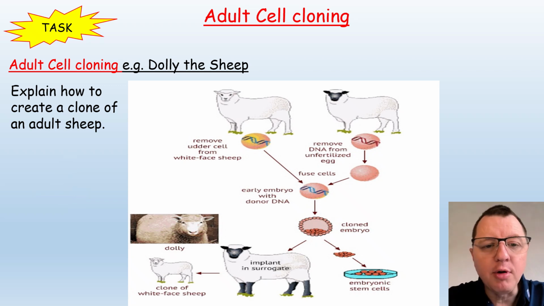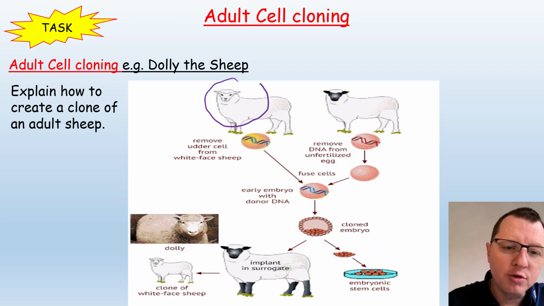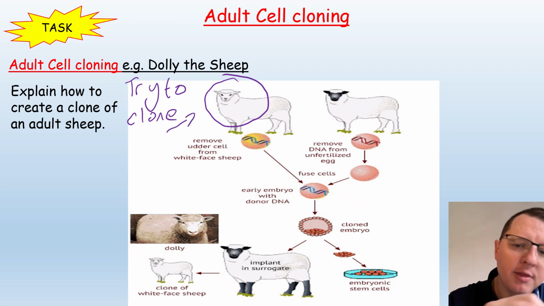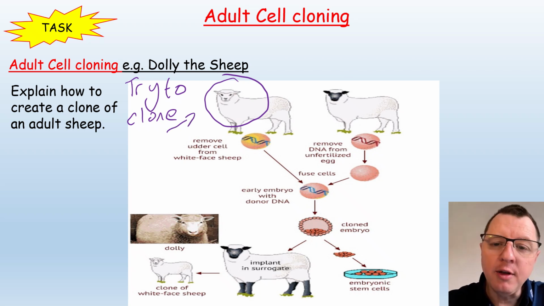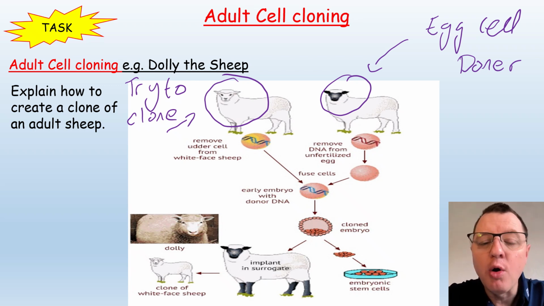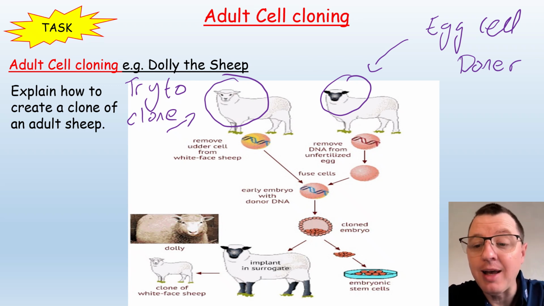So let's look at that process in a little bit more detail. First thing to identify is which sheep you want to clone. And this is the sheep we are going to try and clone. So let's label that, try to clone this sheep. This sheep here is going to be an egg cell donor. We are going to use the sheep with the black face to donate an egg cell.